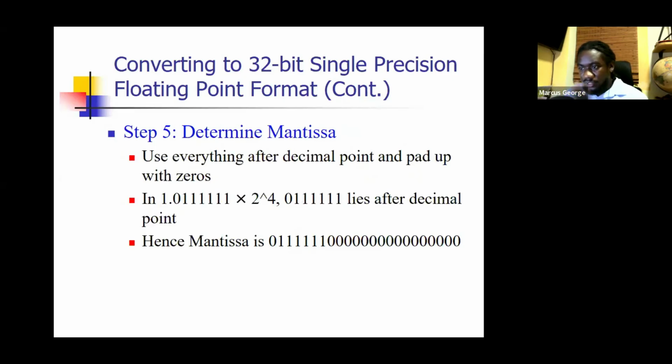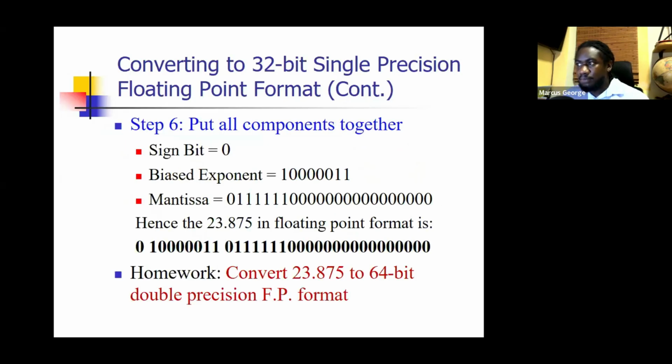The last thing we do is determine the mantissa. Anything after the point in the standard form of the binary number, anything on the right hand side of the point, is going to occupy the most significant bits of the mantissa, as you can see here. The remaining bits are going to be padded with zeros. So at the end, putting all components together, 23.875 in 32-bit floating point format is what we see here: sign bit of 0, biased exponent, and the mantissa. For homework, I want you to convert 23.875 to 64-bit double precision floating point format.